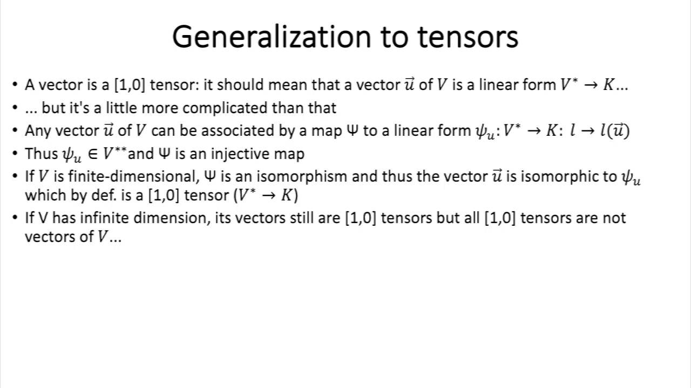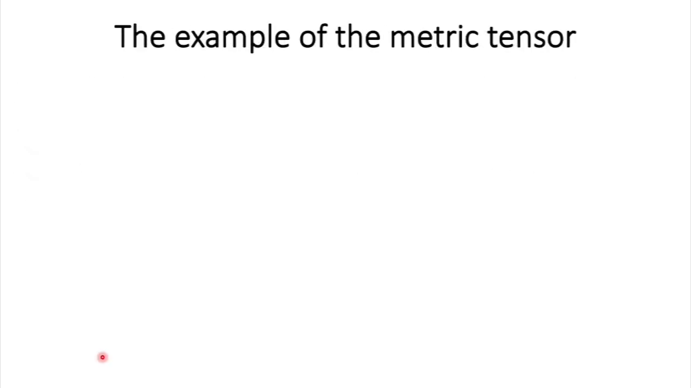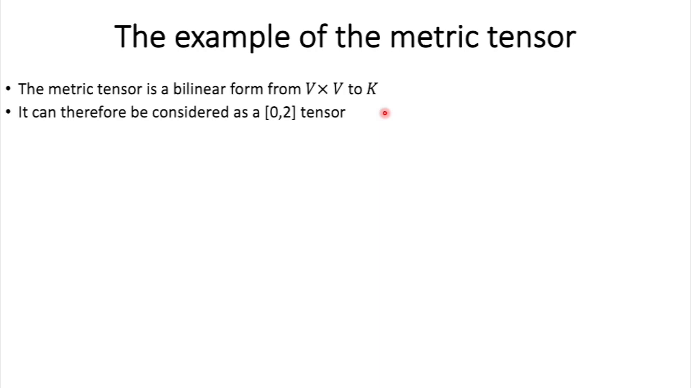Note that there are other definitions of tensor, in particular using tensor product spaces with which all 1-0 tensors are vectors, even if V has infinite dimension. But these definitions involve a lot of other elements, and I prefer to use a simpler definition based on multilinear forms. An interesting example of tensor is a metric tensor. It's basically a bilinear form from V cross V, the vector space, to K. And therefore, you can consider that as a 0-2 tensor, and so it can be defined like this, obviously.